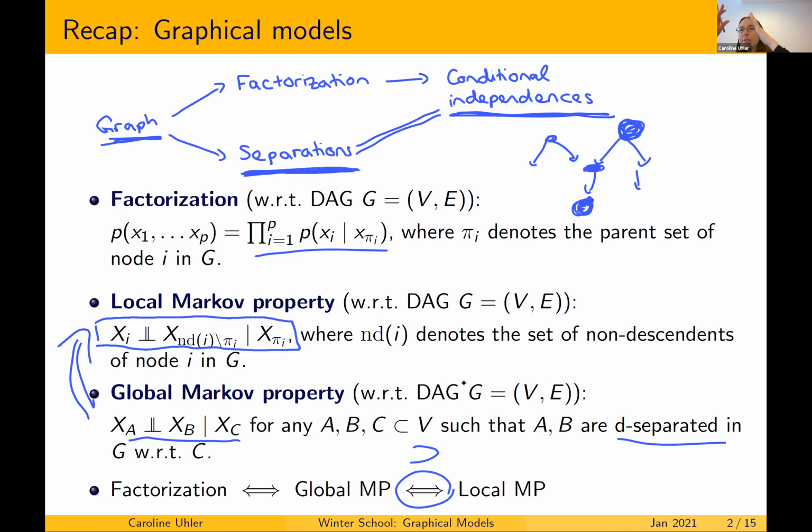So from conditional independence relations, we learn separation statements in the graph, and then from separation statements in the graph, we learn the graph itself. This clean path is what we're going to use when we learn the graph in the directed setting. So this is one of the standard paths of actually doing it.